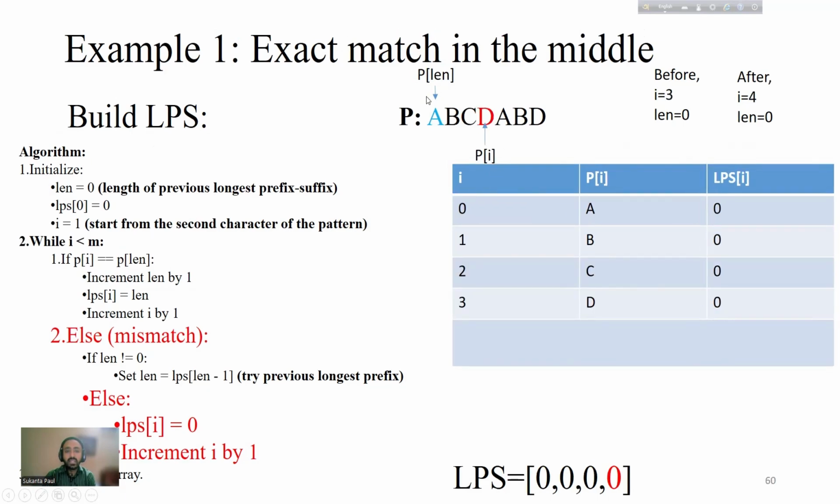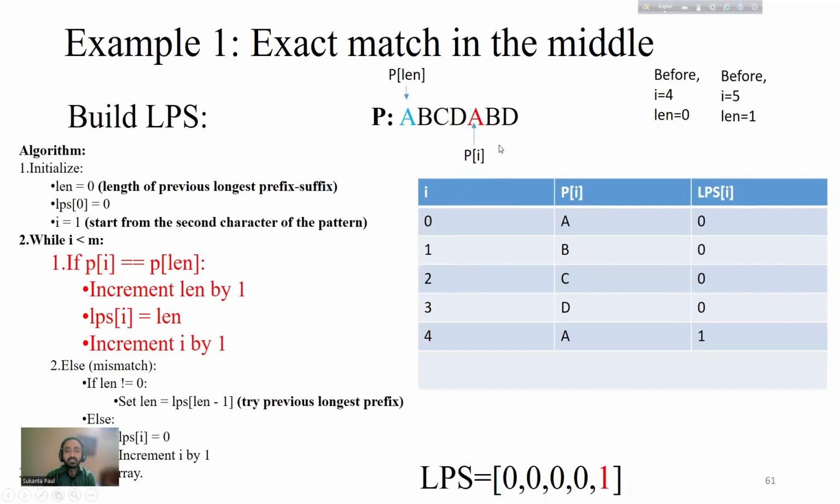Compare P[I] with P[len]. That means compare P0 with P3. There is mismatch occur. If mismatch occur, we will check the value of len. Len is 0 here. If len is 0, then LPS[I] set to be 0. Okay. Then increment I, that means the value of I is increased by 1. That is I is equal to 4. Then compare P[I] and P[len]. That means P0 and P4 is compared, and we see that there is a match. If match occurs, at that time the len will be incremented by 1.